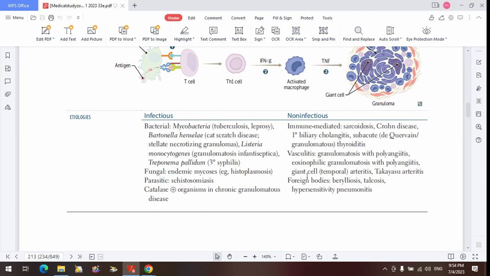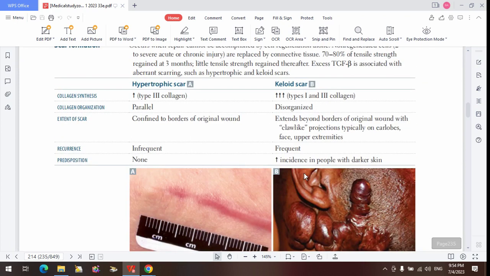Some vasculitis have granulomatous lesions in them, like the Wegener's granulomatosis, the Churg-Strauss. So Wegener's is granulomatosis with polyangiitis. Churg-Strauss is eosinophilic granulomatosis with polyangiitis. Then you can have granuloma formation in the blood vessels of the head in case of Takayasu and temporal arteritis. So yeah, that is that about.